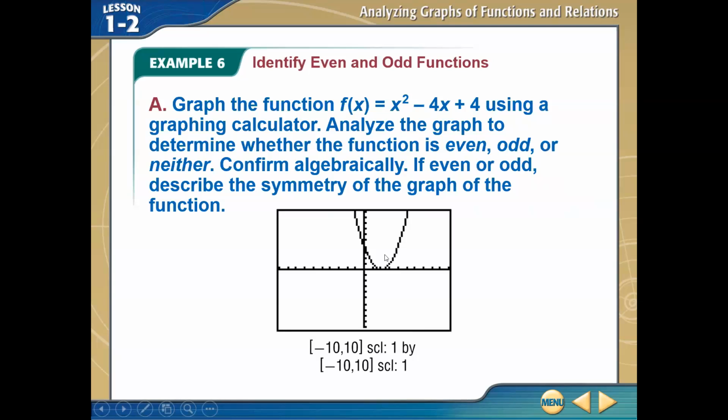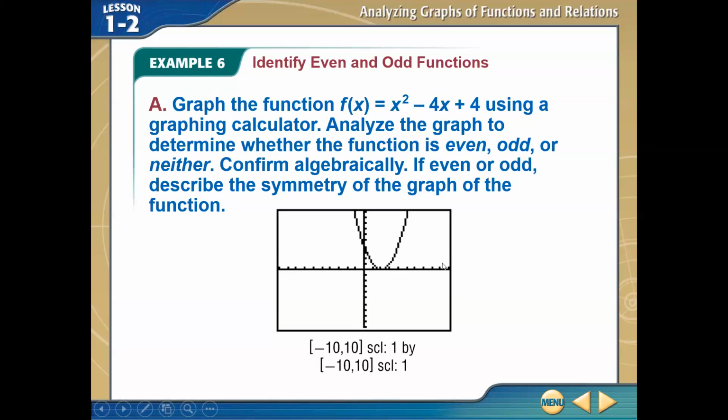So the example they have here says x squared minus 4x plus 4 under graphing calculator, then determine if it is even, odd, or neither. So could it be even? Does it look like it has symmetry about the y-axis? Graphically, I'm going to say no. No, not at all. Okay. Then could it be symmetry about the origin, which would make it an odd function? Graphically, once again, I'm going to say no.